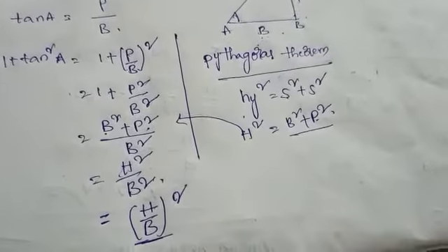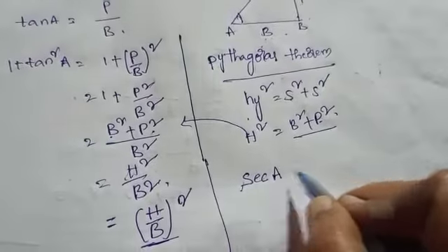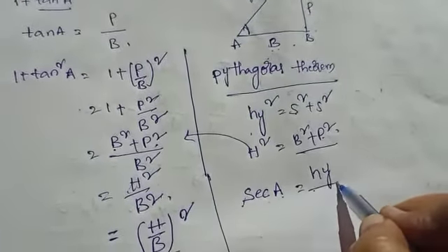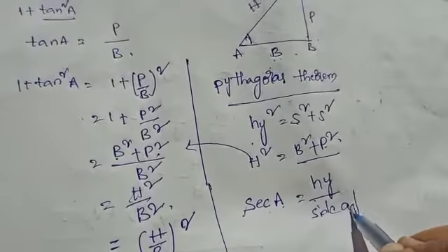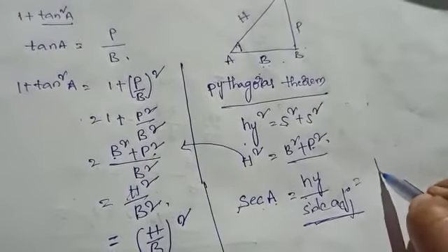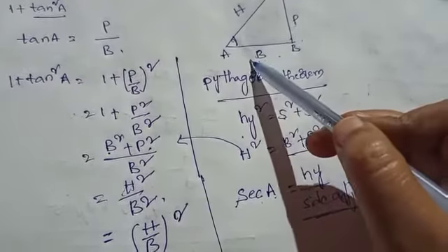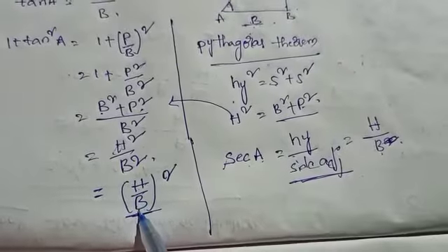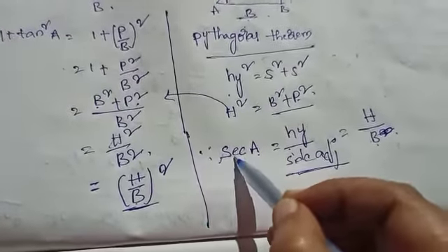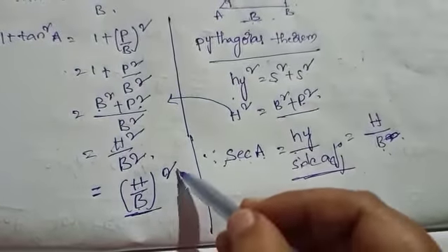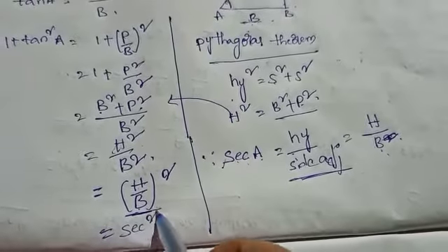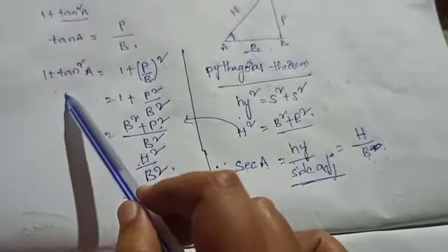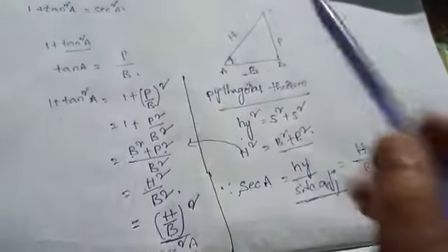We know secant A equals 1 by cos A, which is hypotenuse by side adjacent to the angle A. Hypotenuse is H, and with reference angle A, the adjacent side is B. So secant A equals H by B, and H by B whole square is secant square A. So 1 plus tan square A equals secant square A. Hence we proved the trigonometric identity 1 plus tan square A equal to secant square A.